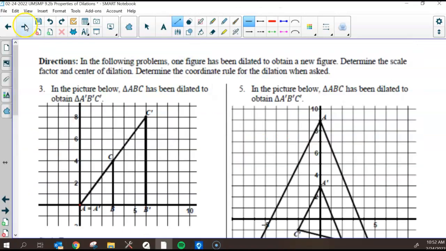let's take a look at the next type of problem. In the next type of problem, the figures are already dilated. So now we need to piece together the information that it's asking for. Okay, so in these figures, one figure has been dilated to obtain a new figure. That work has already been done, but it's our job to determine the scale factor and the center of dilation.